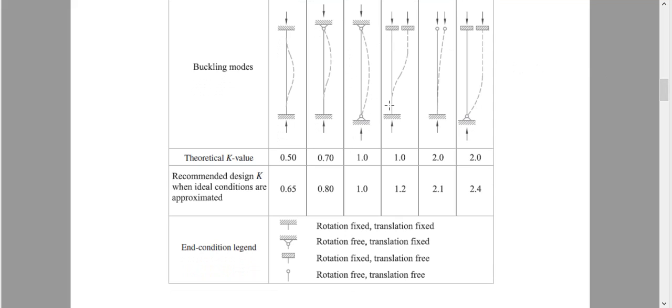So now how to find the type which we are looking for? Simply consider the support type and see whether it can have sway or not. In this way you can find it.